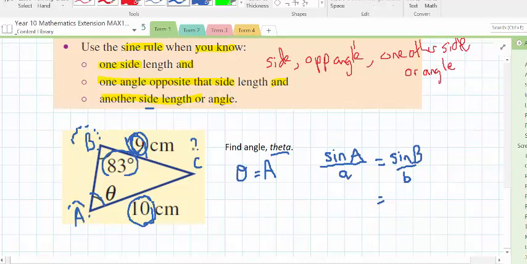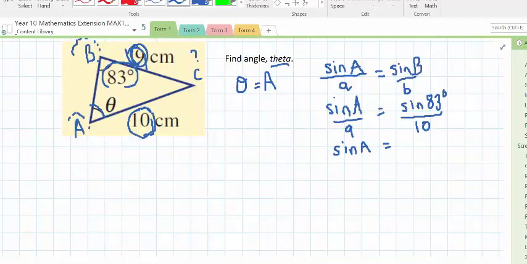So remember, you have to sometimes supply your own sides, the labels for them, and the angles. You need to be prepared to do that. Sine of A equals, okay, side A, which is 9. So sine A over 9 equals sine of angle B, which is sine of 83 degrees, over B, the side, which is 10 centimeters. And we just need to solve that.